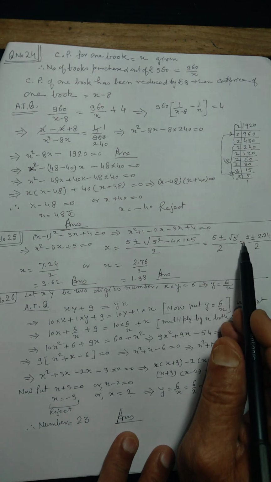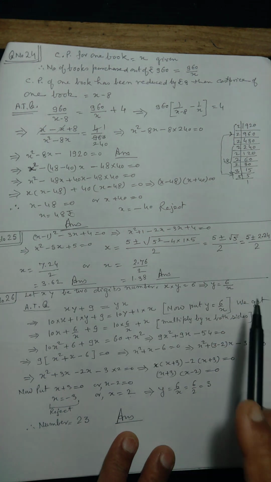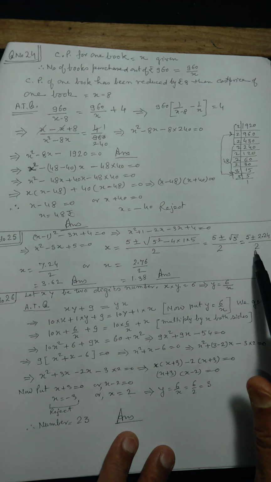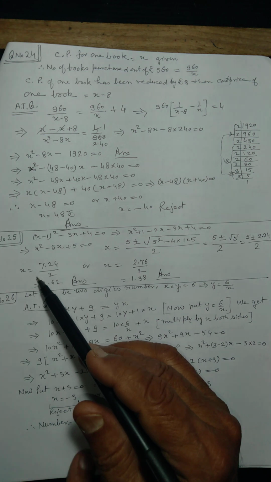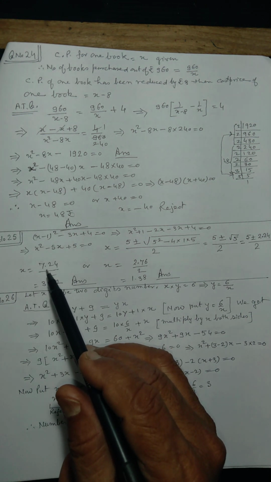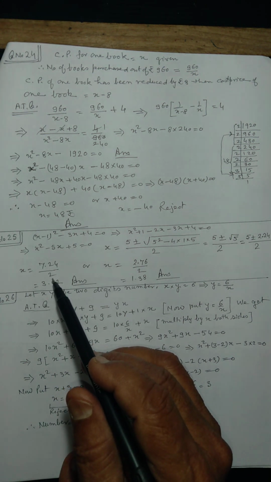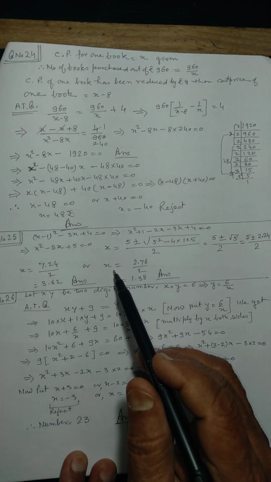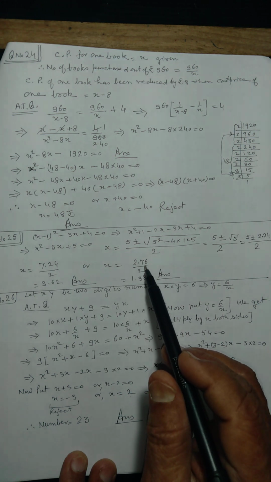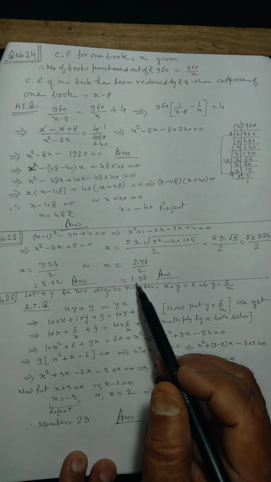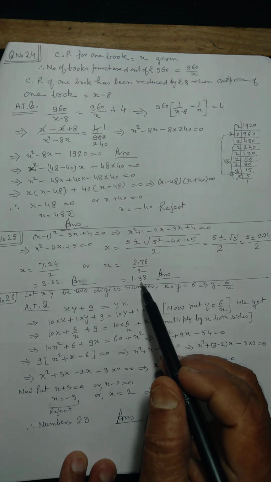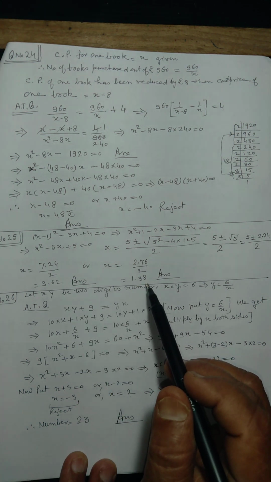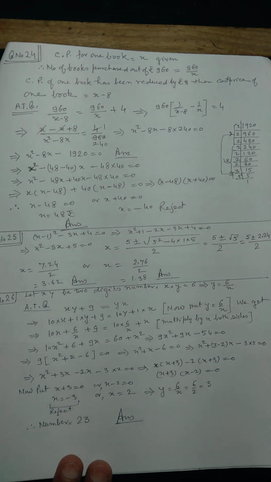The square root of 5 is equal to 2.24, whole divided by 2. Here in one case x will be equal to 7.24 divided by 2, that will be equal to 3.62. In the second case x will be equal to 2.76 divided by 2, so it will be equal to 1.38. So these are the two answers of question number 25. Now question number 26.